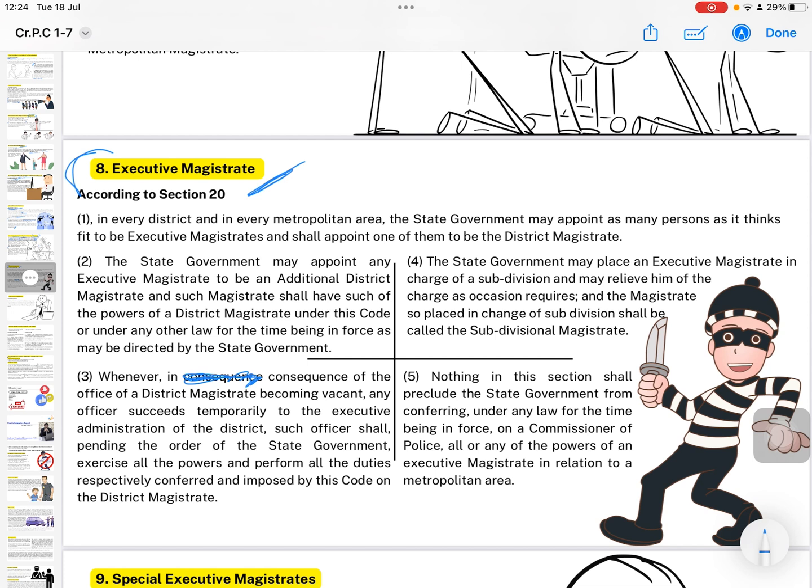Point 5. Nothing in this section shall preclude the state government from conferring, under any law for the time being in force, on a Commissioner of Police all or any of the powers of an Executive Magistrate in relation to a metropolitan area.